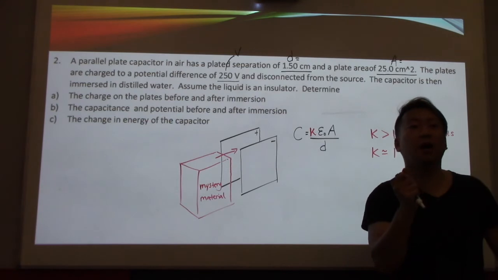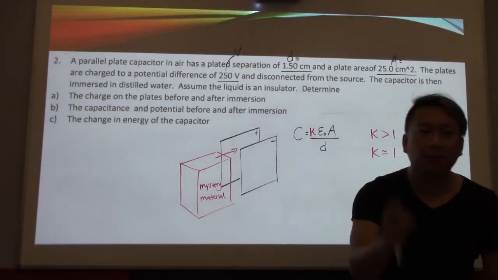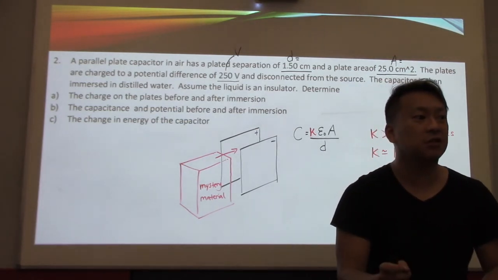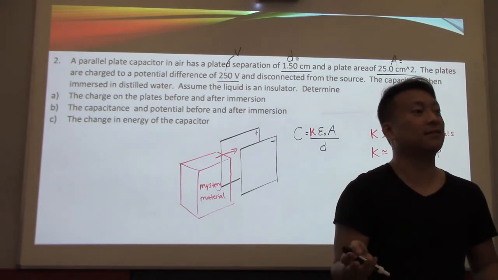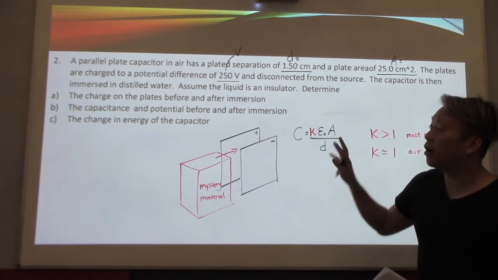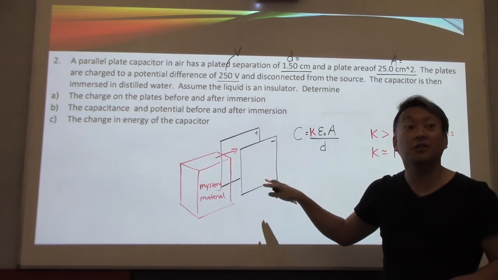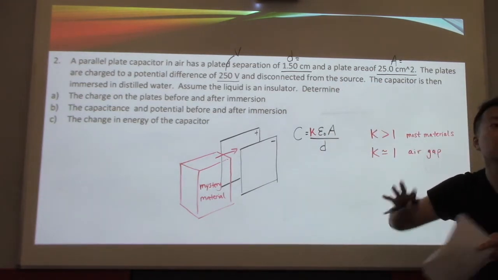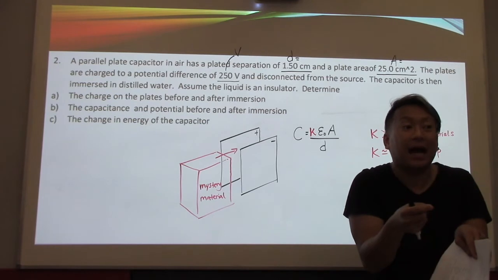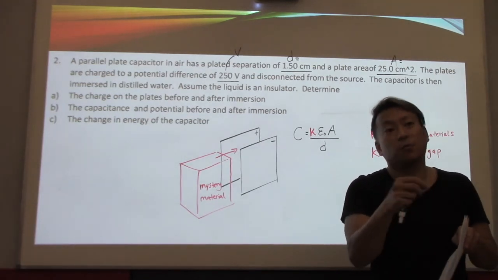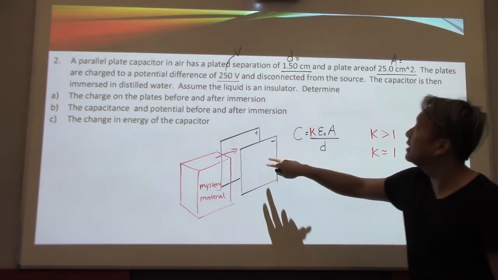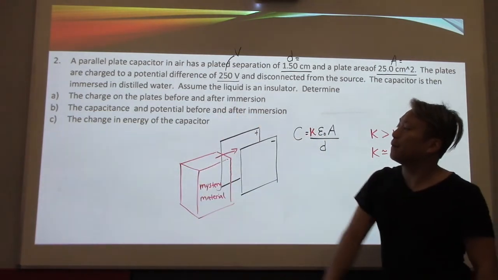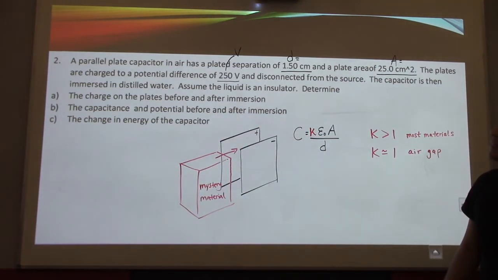So it was charged up, and the thing about capacitors is that when you connect it to the battery and it's charged all the way up, the voltage on the battery is going to be the same voltage that exists between the capacitor. So if we charge it all the way up, then the capacitor potential difference is also 250. Then we disconnect it, but it's still charged because those charges can't jump over that air gap unless there's some wire that allows them to go between. There exists some potential difference between them, and then the capacitor is immersed in distilled water. Assume the liquid is an insulator.